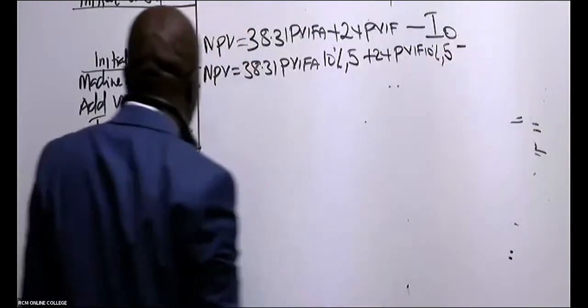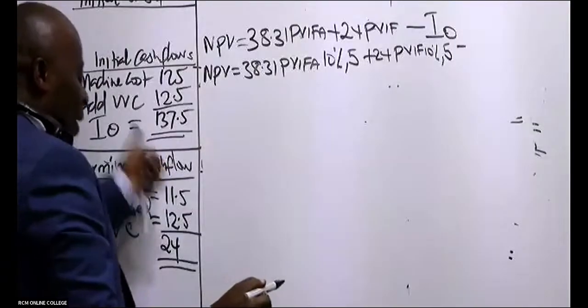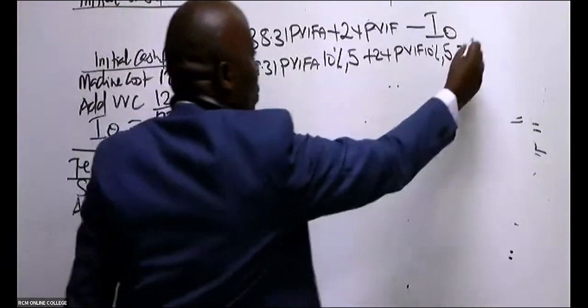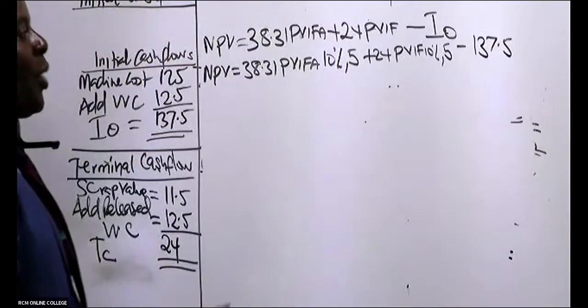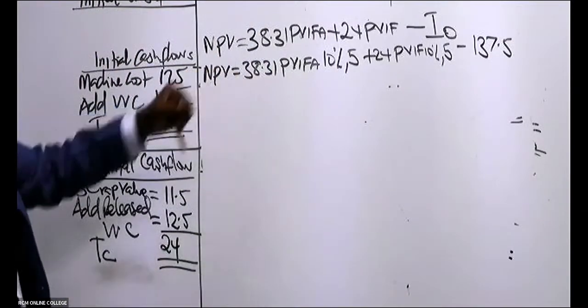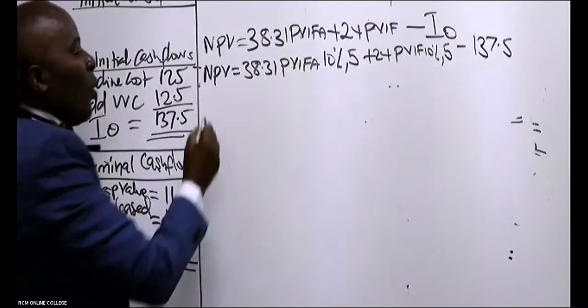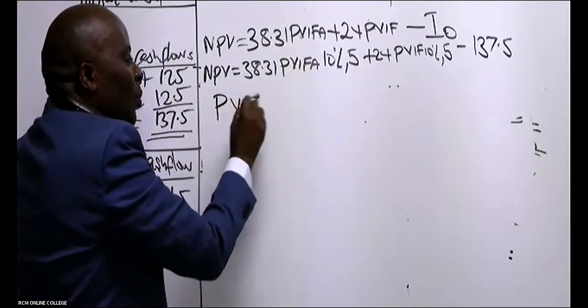Minus initial outlay. Initial outlay, you guys are giving me a figure. This one will not be discounted. So it is 137.5. So now our role will be to look for these values. And I'll always advocate for you remembering the formula.